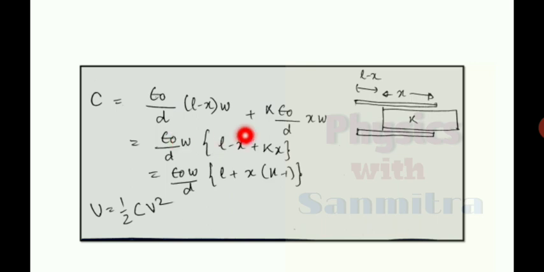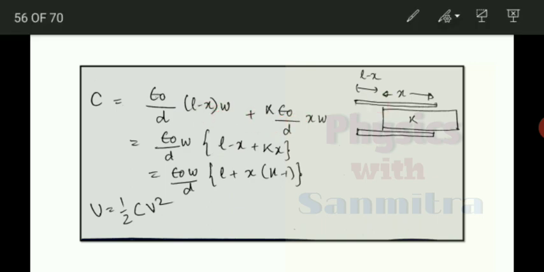See, this is my capacitor and it is inserted at a distance X, and the total length is L. So this is X and this is L minus X. So the capacitance is epsilon naught by D, and this area in air will be L minus X into W. What is W? W is this one actually. If I draw it, this is my L minus X and this is my W.